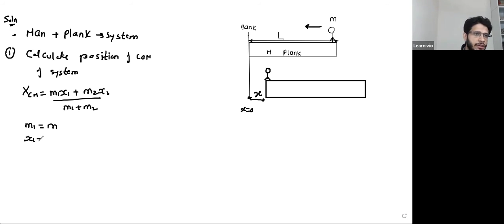What is x1? Let's check how much is x1. The separation of the man from the bank of the river. L. X1 is L, very good. I'm taking m2 as M. What should be x2? Where is the plank? Why 0? Why not this point for the plank? Is the plank a point mass or a rigid body? Rigid one. So what we do for a rigid body is first replace the rigid body by its center of mass.